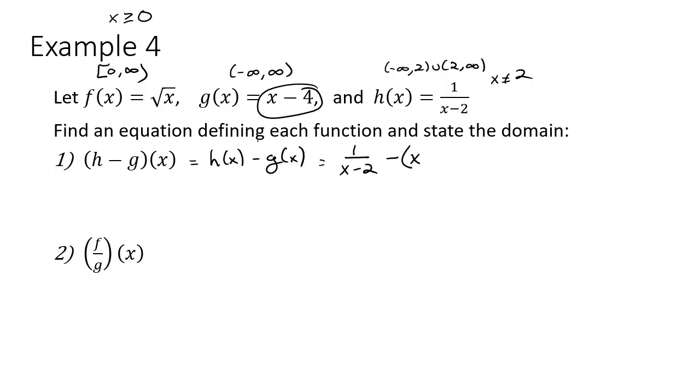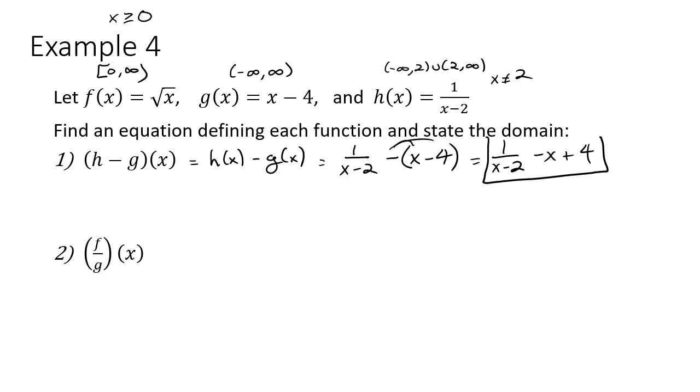And be careful here. Anytime you subtract off an entire function, use parentheses, minus all of x minus 4. So the best I can really do here is distribute the minus sign through. We can write this as 1 over x minus 2 minus x plus 4. And we could get a common denominator and try to combine all this together if we wanted to, but it's just a little bit gratuitous at this point. This works just fine.